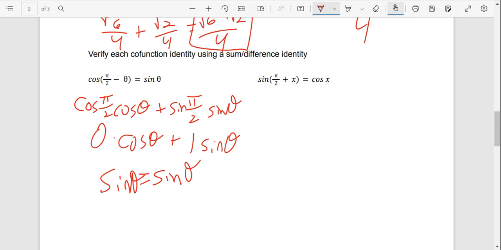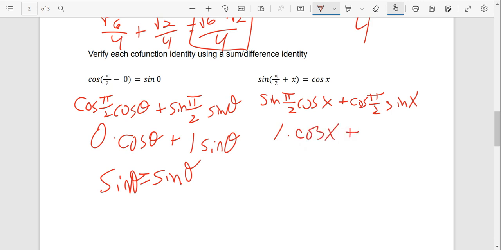Next, sine. We got sine pi over 2 times cosine x plus cosine pi over 2 times sine x. Now sine pi over 2 is 1. Similar situation here. Cosine pi over 2 is 0, and 0 times anything is 0. So we're left with cosine x.